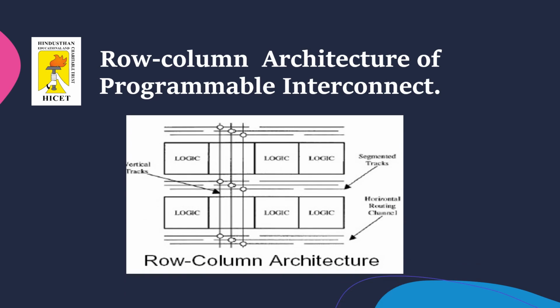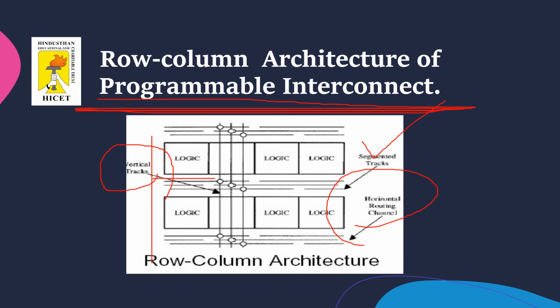Next, how are they arranged? Actually, the programmable interconnects are arranged in a row-column architecture fashion where you can observe there are different rows and different columns, and there will be a vertical track and a horizontal routing channel and segmented tracks to pass my information. So inside all my programmable interconnects, I could find the logics which are arranged in horizontal as well as in vertical fashion, or in turn I call them a row-to-column architecture.